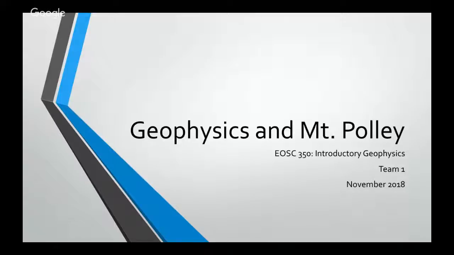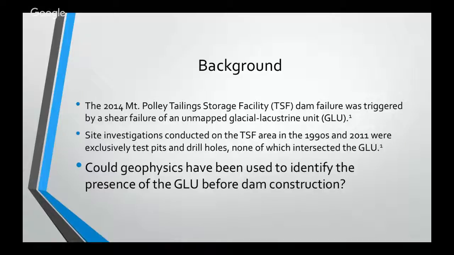Okay. Hey everyone, we're Team 1, and today we're going to be hypothetically using a historical situation to apply our geophysical knowledge, namely the 2014 Mount Polley tailings storage facility disaster. As some of you might know, it was triggered in part by an unknown glacial lacustrine clay layer about 8 meters deep that failed under shear. It wasn't found in the initial site investigation, which included drill holes and test pits, so they couldn't design the dam to accommodate it. So what we're asking is, in the 90s, if they had used geophysics in the initial site investigation, would they have found this GLU layer?